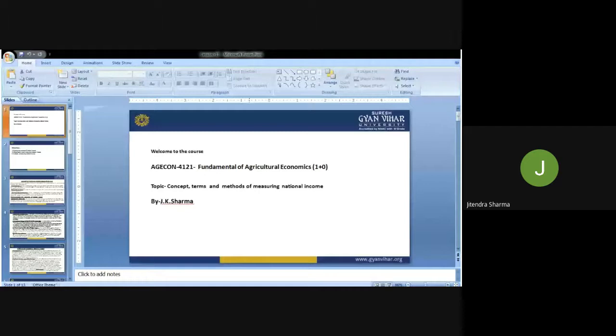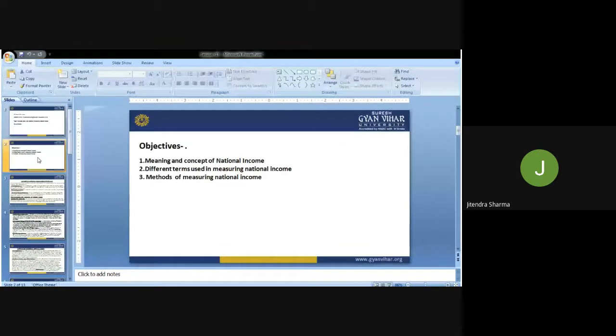Today we will discuss the concept, terms, and methods of measuring national income. Regarding the same, I have discussed a little bit in the past. So let us come to the objective first: what we learn out of the discussion on national income. After the discussion we'll have a better understanding regarding the meaning and concept of national income, then the different terms used in measuring it.